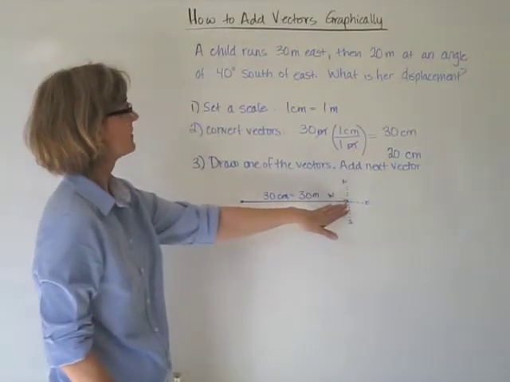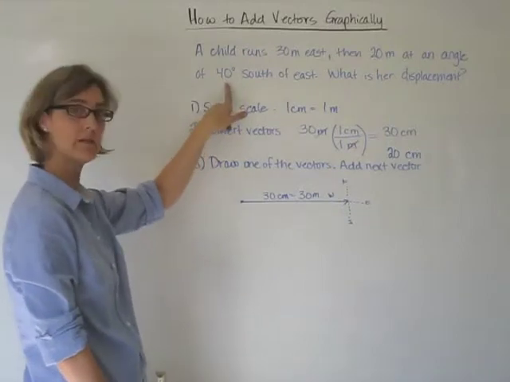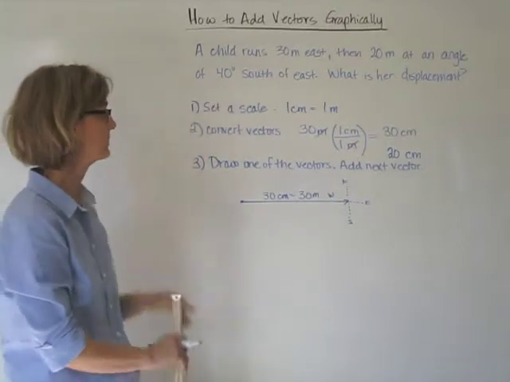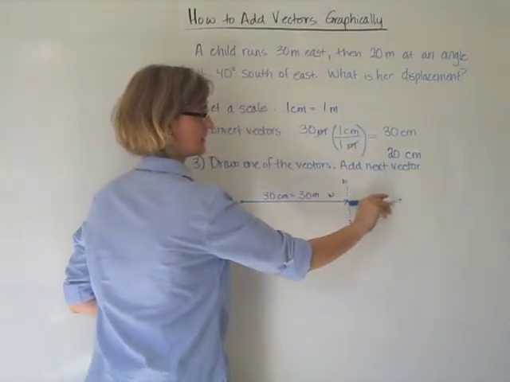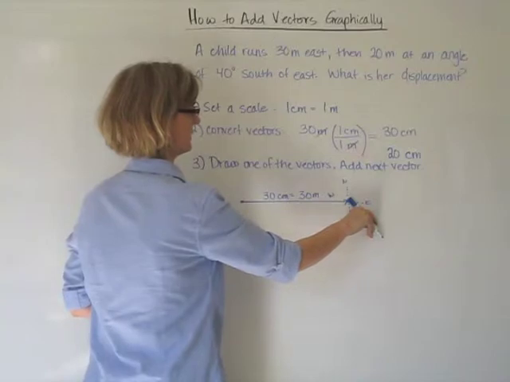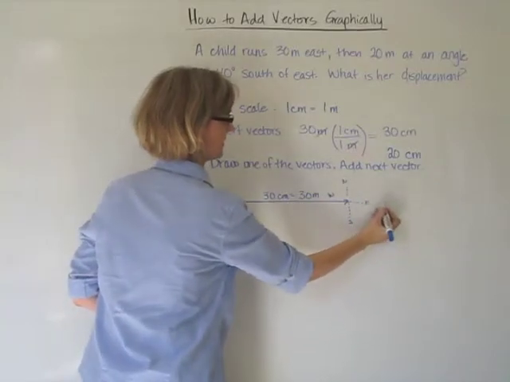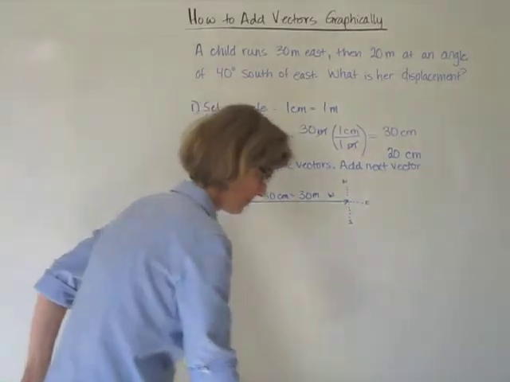So my vector is 20 meters at an angle of 40 degrees south of east. So this is east. So south of east means start at east and go southward that many degrees. So 40 degrees, it's going to be down this way. So we need a protractor for measuring the angle.